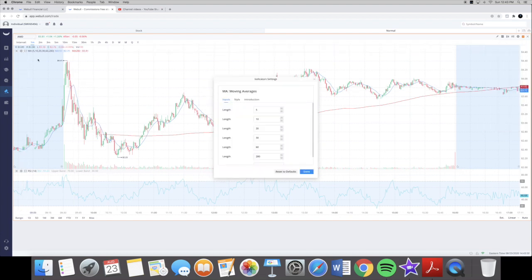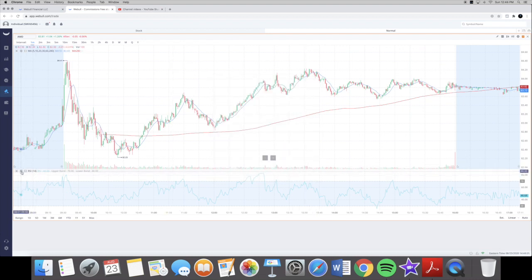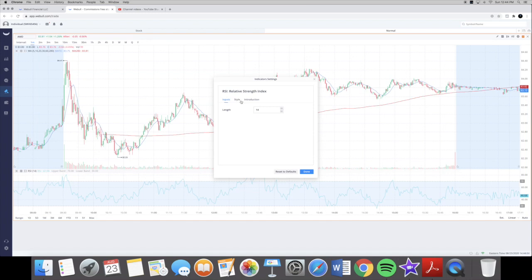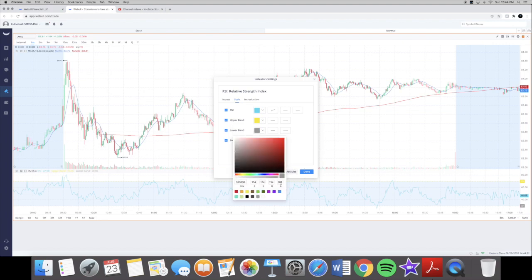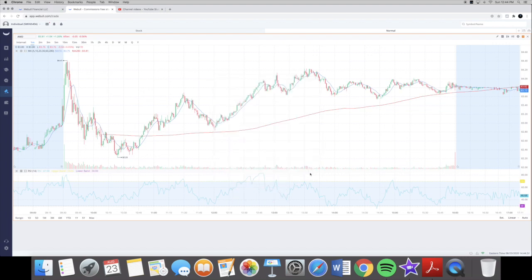Now it's good to always go right here to the RSI settings and make sure we look at the style. Everything looks good. It's really up to you what color you want, but you can change the top band to yellow and the lower band to purple. That's the way it's gonna look.